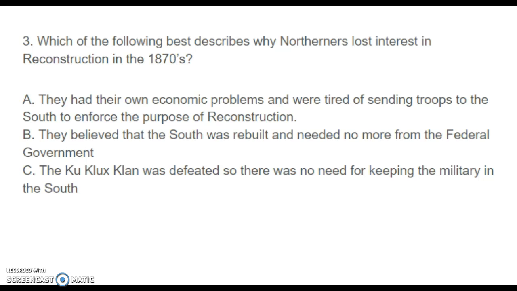Number 3. Which of the following best describes why Northerners lost interest in Reconstruction in the 1870s? A, they had their own economic problems and were tired of sending troops to the South to enforce the purpose of Reconstruction. B, they believed that the South was rebuilt and needed no more from the federal government. Or C, the Ku Klux Klan was defeated, so there was no need for keeping the military in the South.